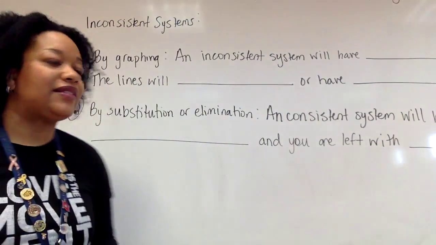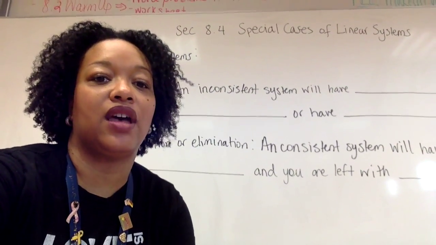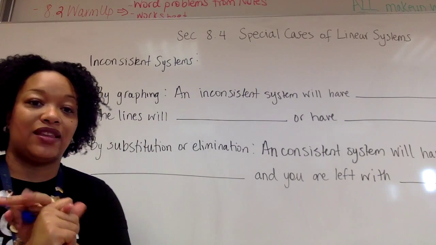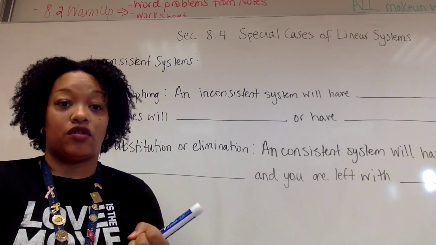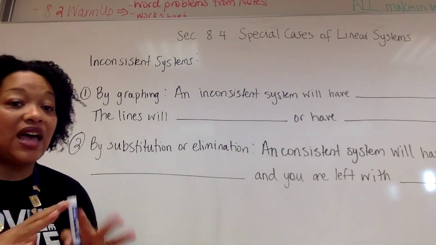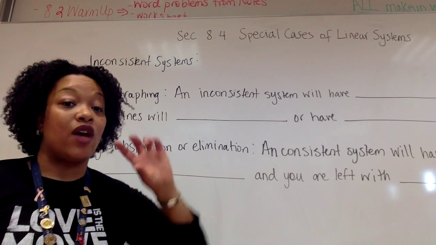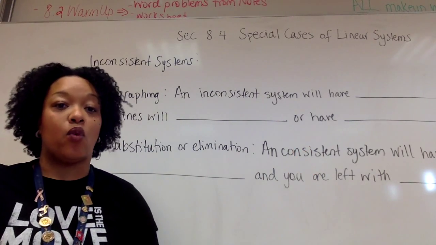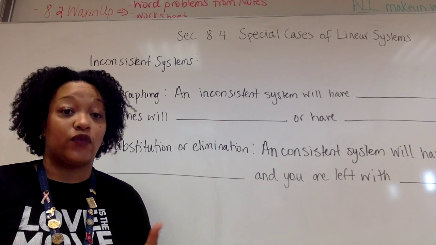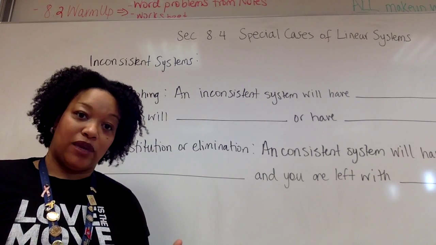So for today's lesson, we are going to talk about our special cases of linear systems. So far, I've taught you all three methods of solving systems. You can graph, you can substitute, or you can use elimination. But sometimes, we're going to have special cases where you're not going to get that one value for X and that one value for Y. So this lesson is going to explain to you what to look for, and when you identify these special cases, what the answer will be.